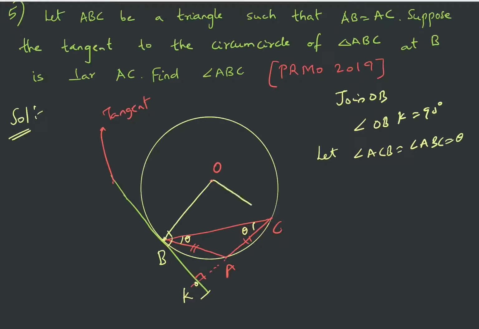So let us also join OC. Now if this angle is theta, this angle is how much? This is 2 theta, right? Angle BAK is equal to 2 theta, because it is an exterior angle of triangle ABC.